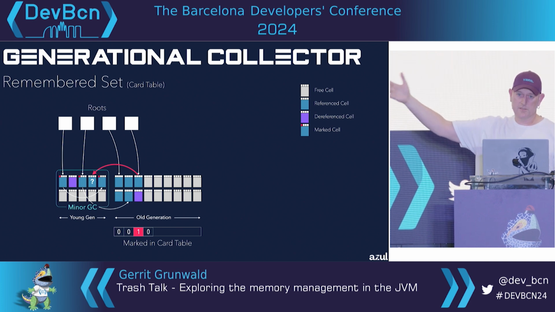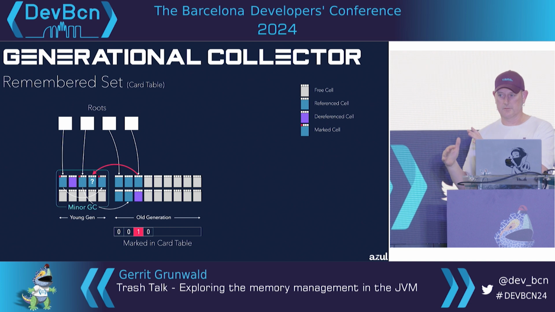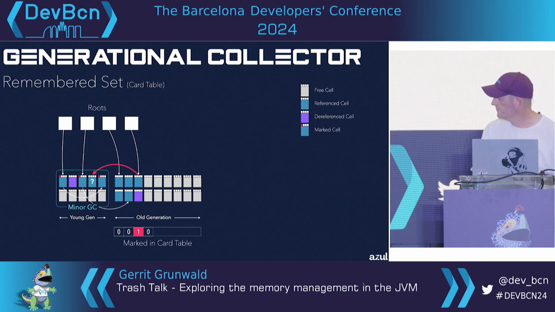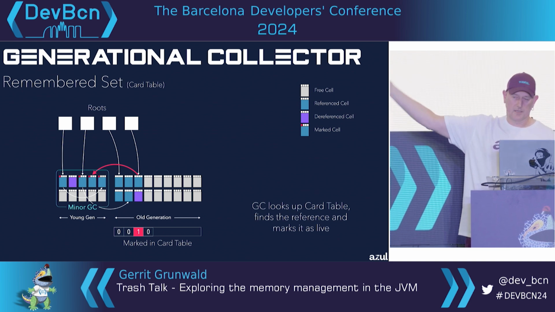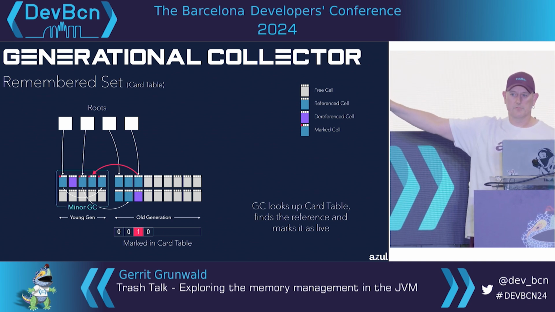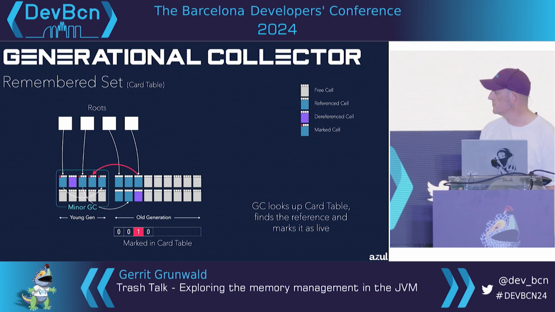In the young generation, we saw we use a copy collector, and in the old generation, we used mark and compact, right? So these are the principles that we saw. Okay, so the GC looks up the card table, and then it finds the reference, and then it can mark the one as live. So this is how it works. It's just to remember. It will be more complex, believe me.